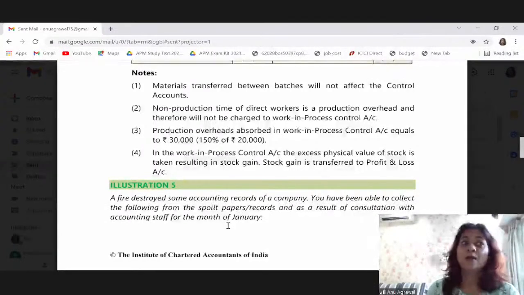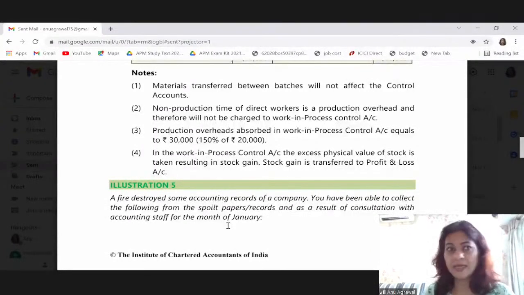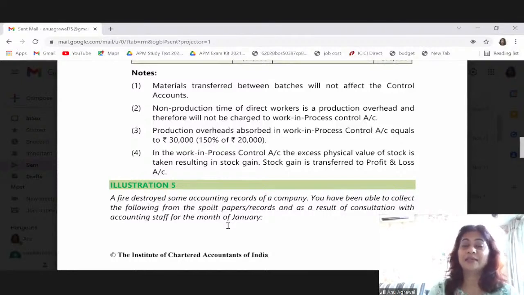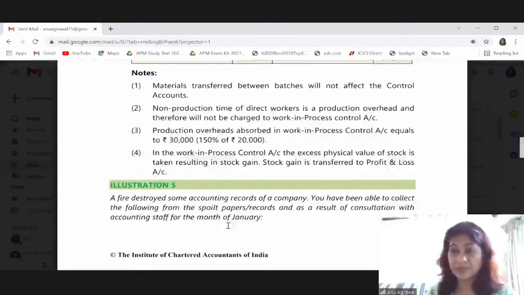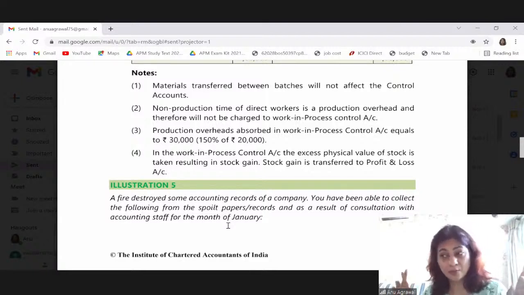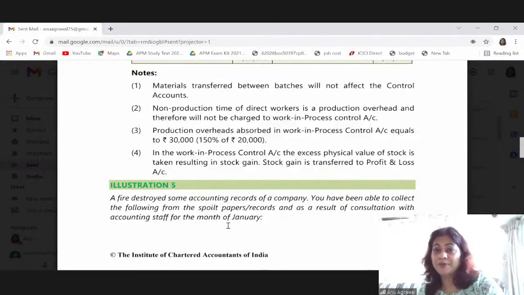The institute will give the benefit of the doubt, right? The student understands that this idle time is unproductive and it should go into the costing P&L account. But ICAI depends upon what solution the head examiner gives, because technically, the idle time should be treated as overhead.